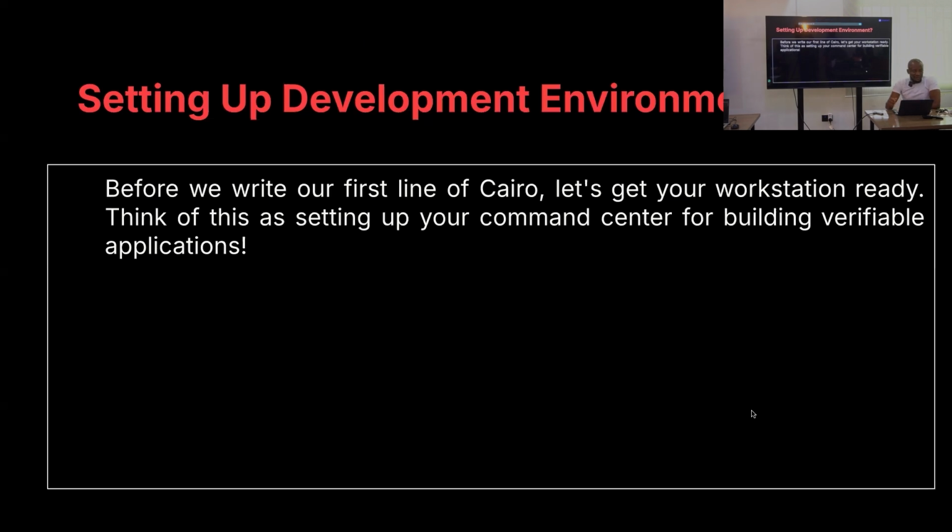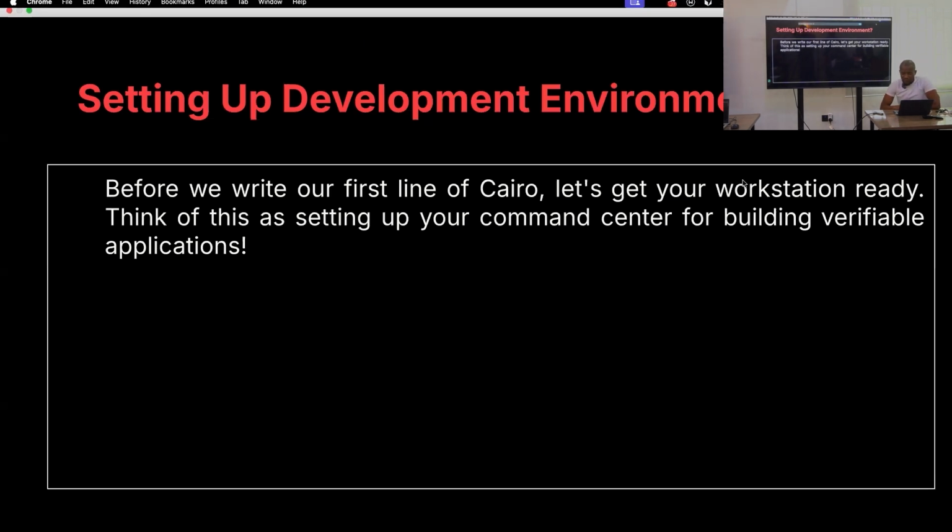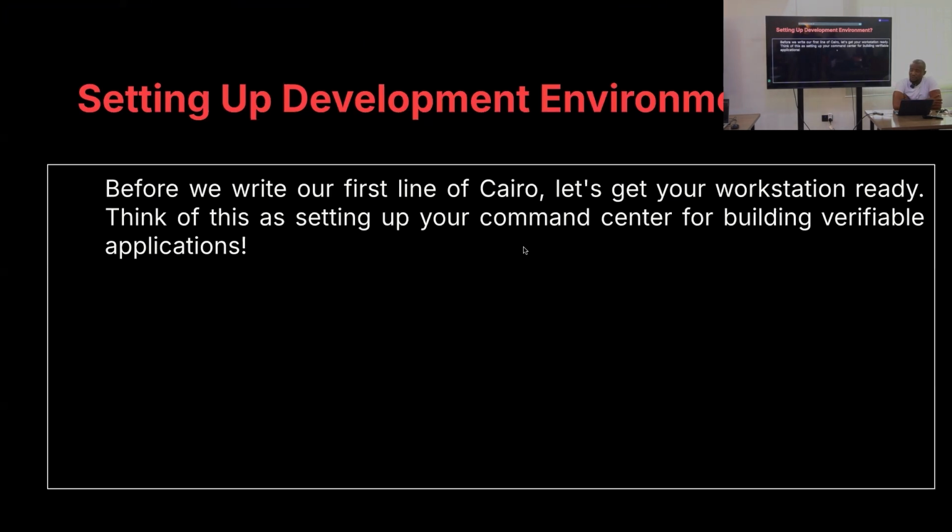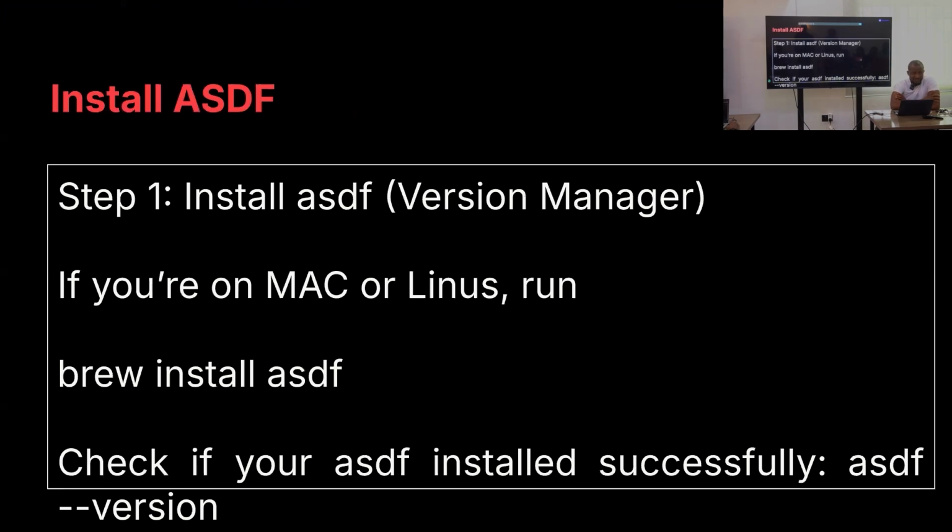So before we write our first line of code, we are going to get your workstation started. We'll set up a command center to build verifiable applications and to build Starknet smart contracts. We are all connected to the internet, right? Yes.